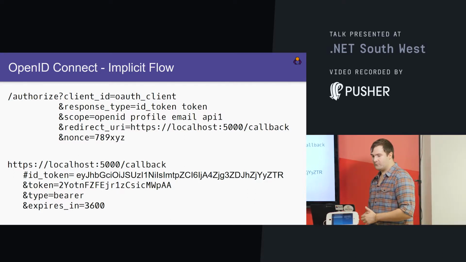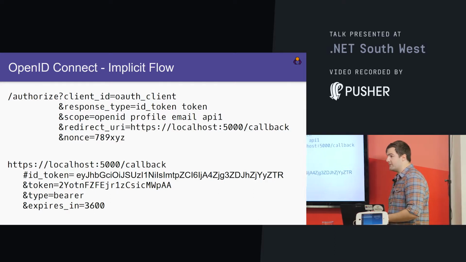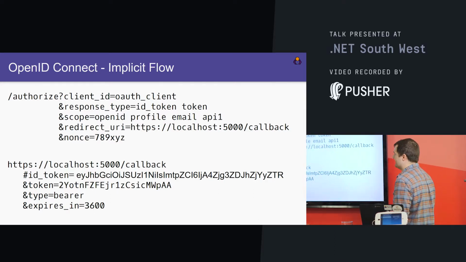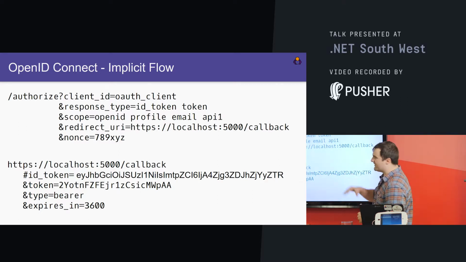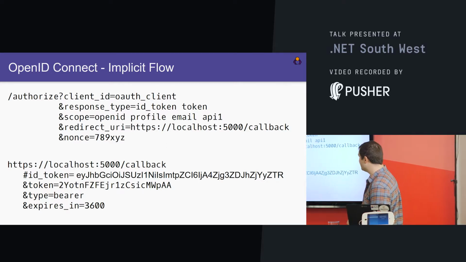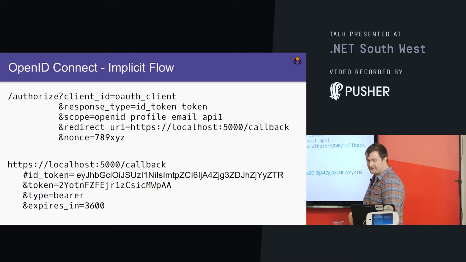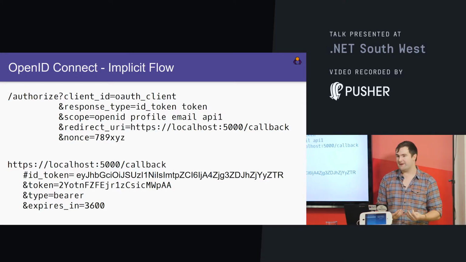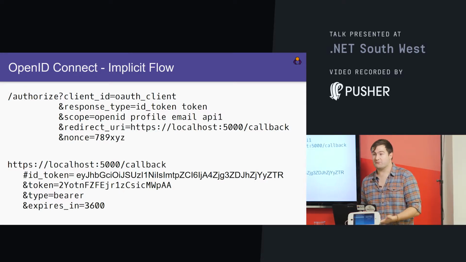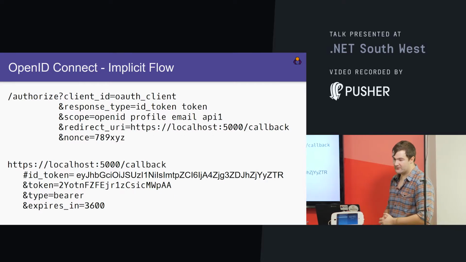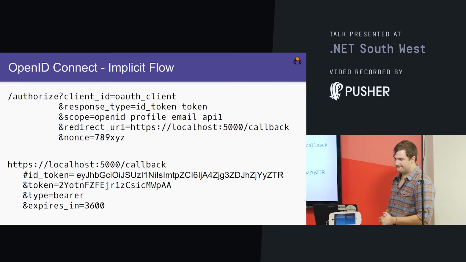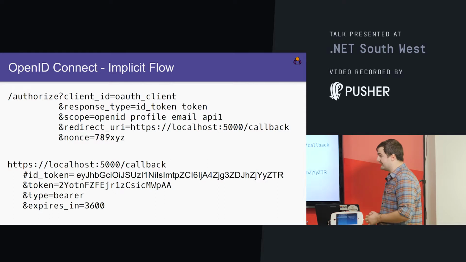We also say what scopes we want to access. What do we want to access on the user's behalf? So OpenID is their subject claim: give me their unique identifier. Profile and email we've covered before. And we might want to say API1, or API1.read, so we want read access to API1. And then we have the redirect URI.